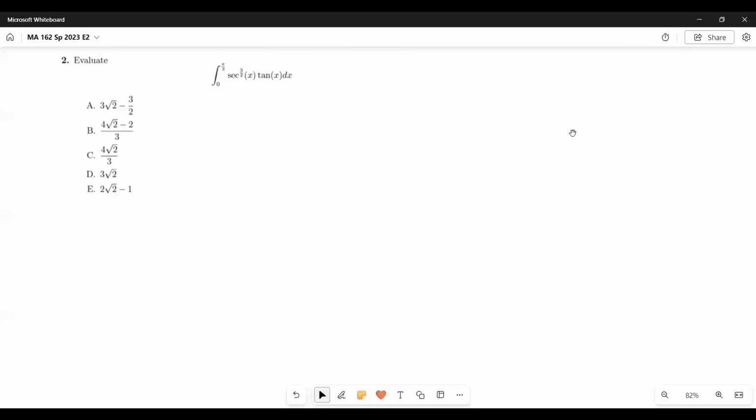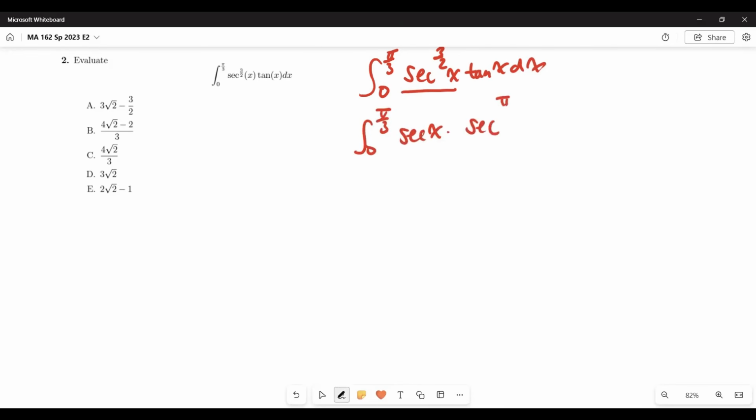Okay, so this question asks to evaluate the integral from 0 to pi over 3 of secant to the 3 over 2 x tangent x dx. Okay, let's write this first. 0 to pi over 3 secant 3 over 2 x tangent x dx. And we can separate secant 3 over 2 x into secant x times secant 1 over 2 x, sorry, secant to the 1 over 2 x, tangent x dx.